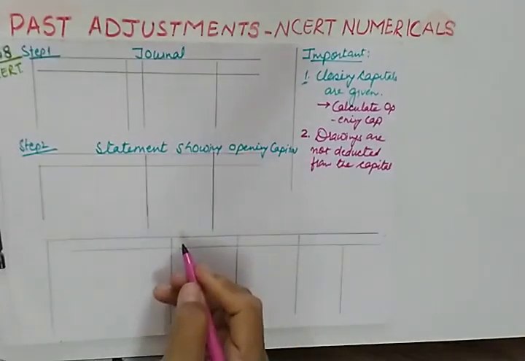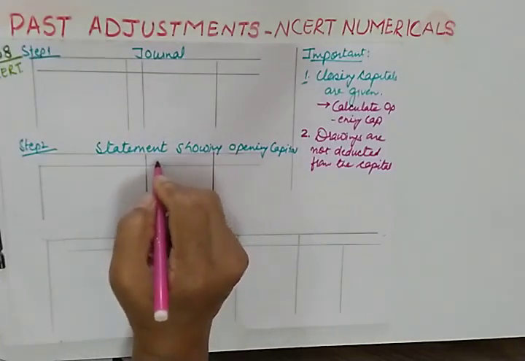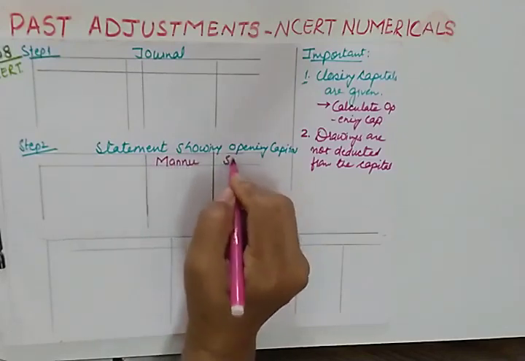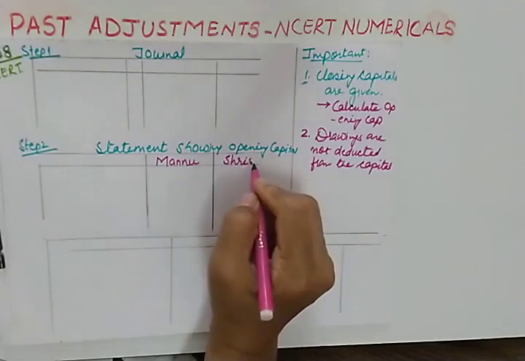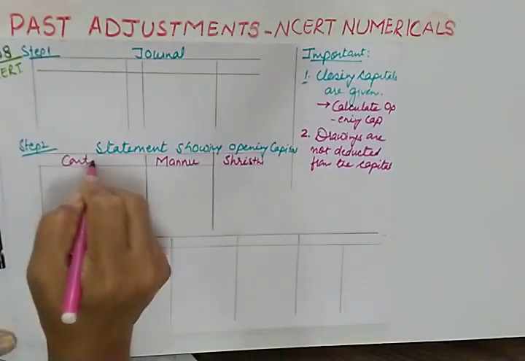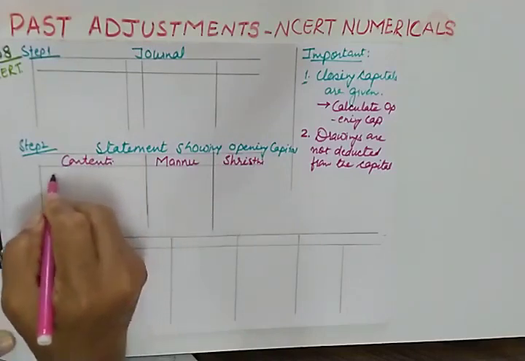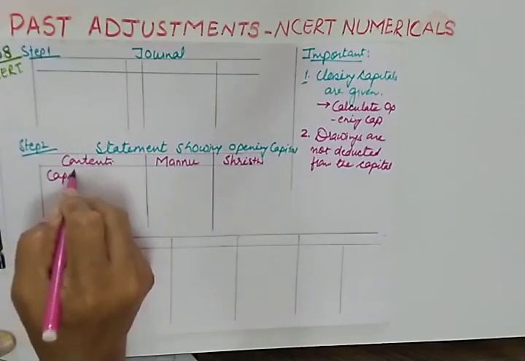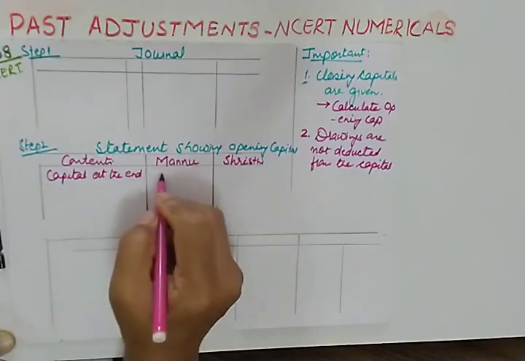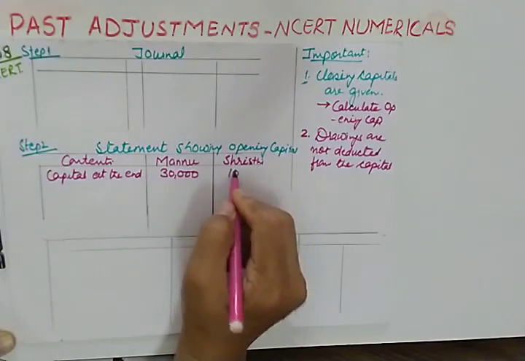So let us see how many partners are there. Two partners. Name of the partner. First partner is Manu and the second one is Srishti. And these are the contents of the statements. Now first item will be their closing capital which is given in the balance sheet, or you can write capital at the end. What is the capital at the end? It is 30,000 and 10,000.